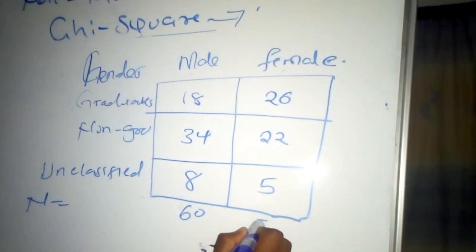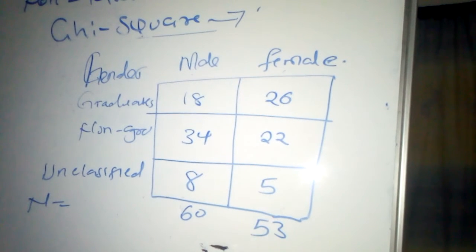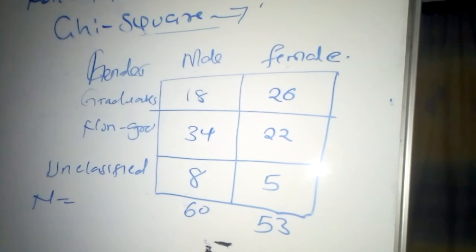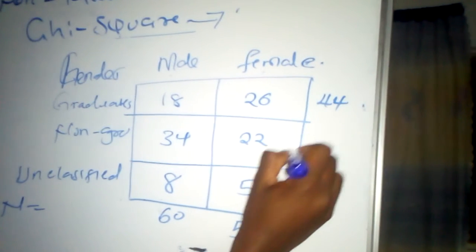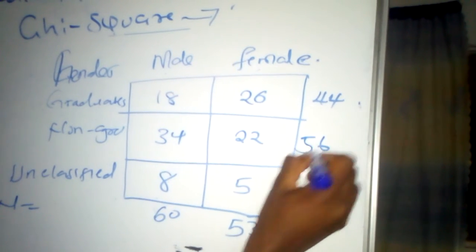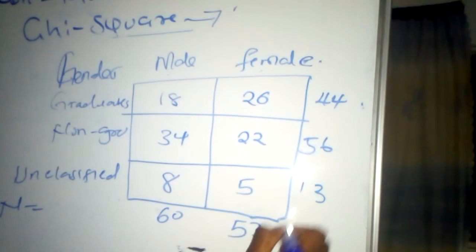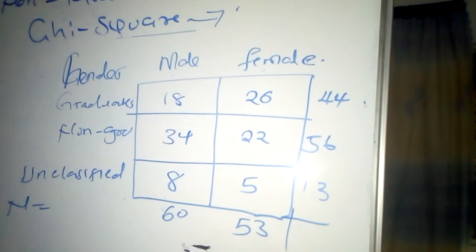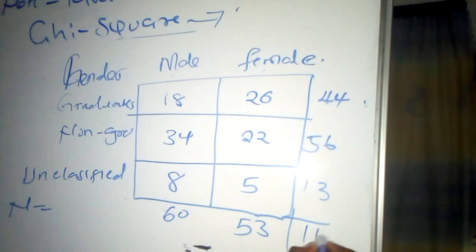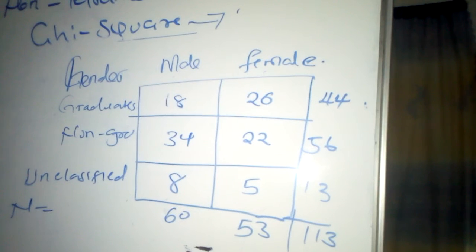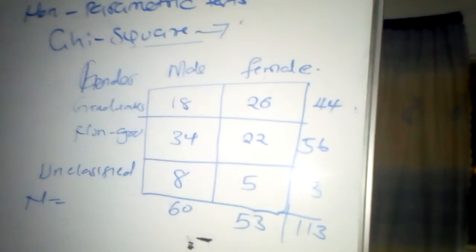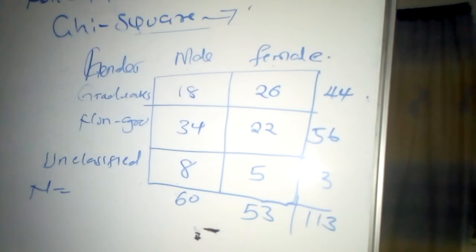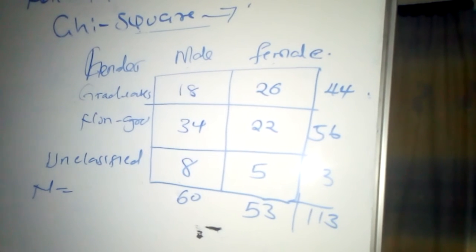Or should this be 53? Then when I check the total, the marginal total across the rows, this should be 44, this should be 56, this should be 13, and overall total should be 113. So this is my contingency table. I want to calculate the expected marginals.